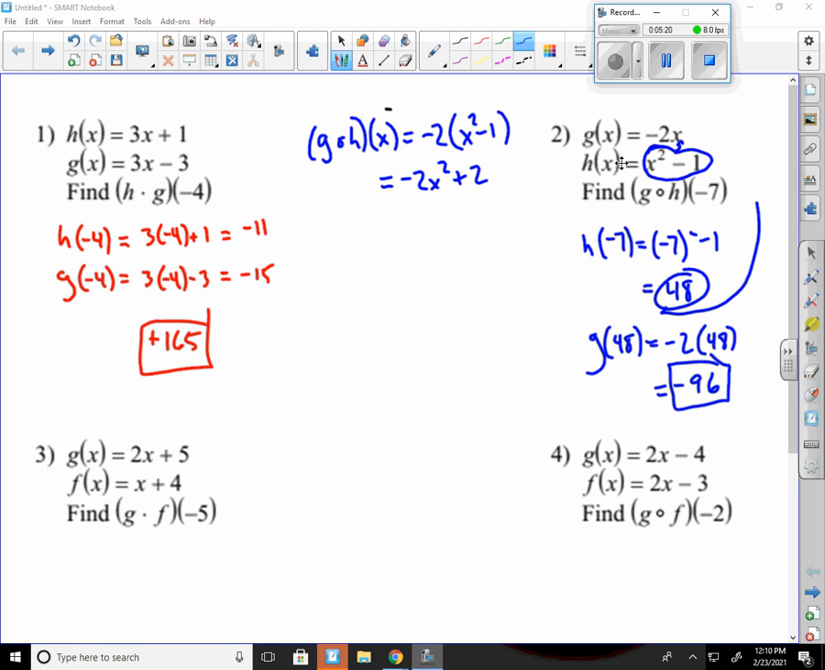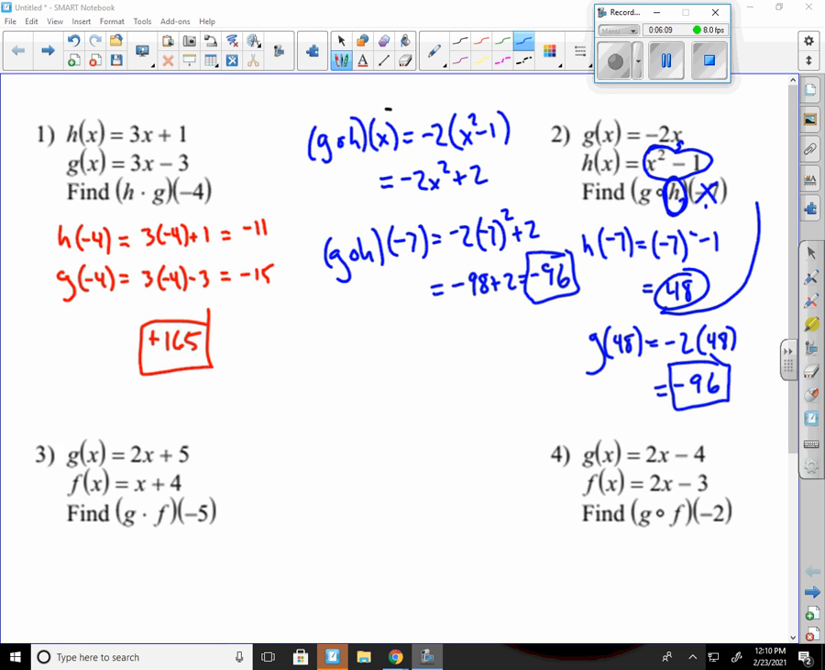Now, if I wanted to find g of h of negative 7, I would just plug negative 7 into this equation. Negative 2 times negative 7 squared plus 2. Negative 7 squared is 49. Negative 2 times 49 is negative 98 plus 2 is negative 96. Should get the same answer either way you do it. It's only when I don't have a negative 7 here, it would be an x. And that means that I take the second function and plug it into the first anywhere I see an x. That's it. Simplify it. That's all. Yes, we have one like that on the homework.